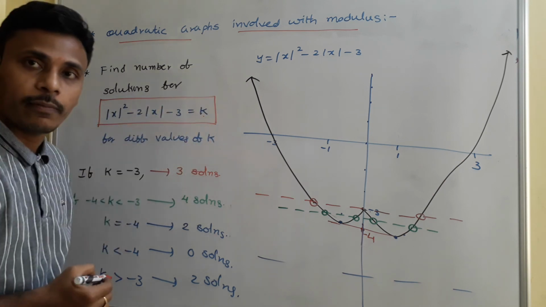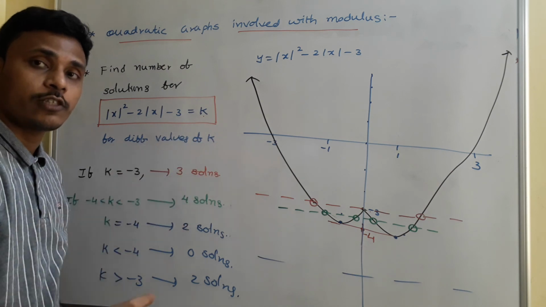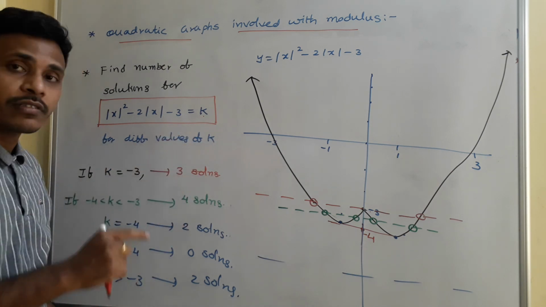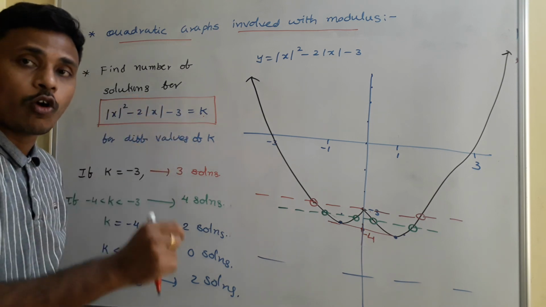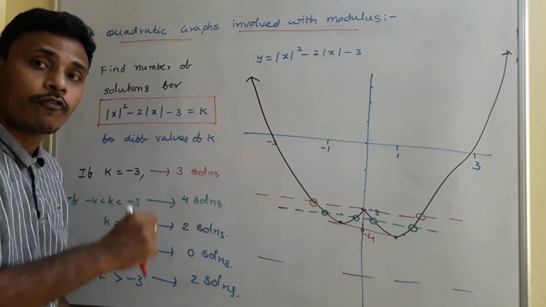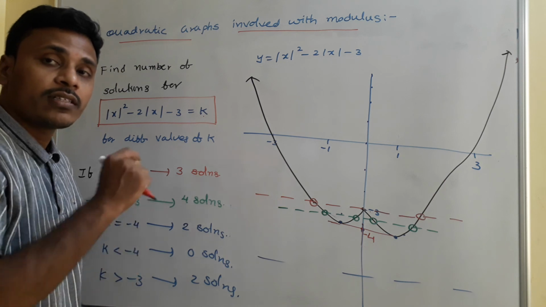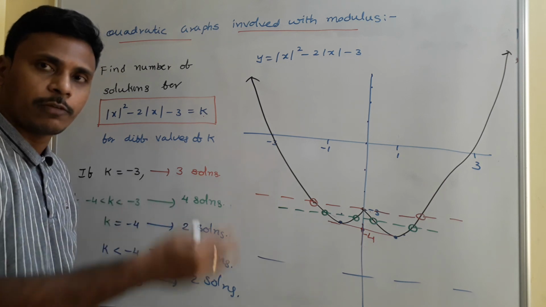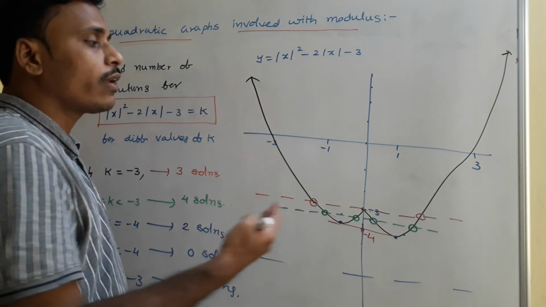For example, mod x square minus 2 mod x minus 3 is equal to k. We don't know k. If you change the value of k, the number of solutions also will change for the given equation. What I am saying is, to find the number of solutions at a particular value of k, which is in the place of y, you just draw a horizontal line at that value of k on the y-axis. If it intersects the graph at 3 points, you will get 3 solutions. If it intersects at 4 points, you will get 4 solutions.